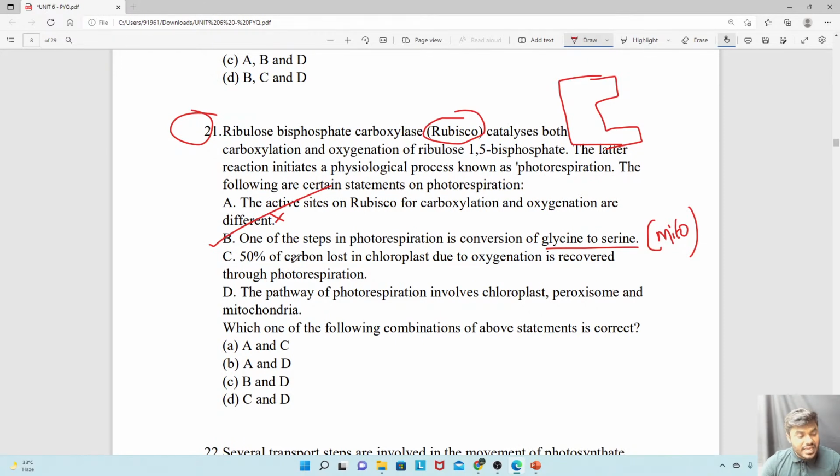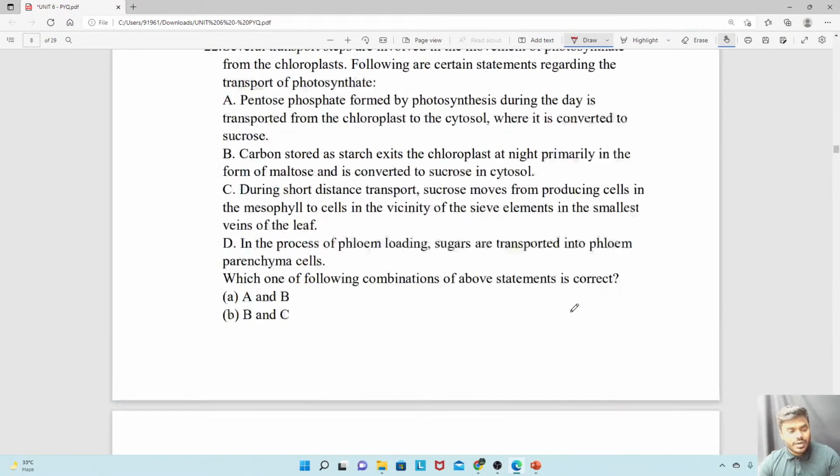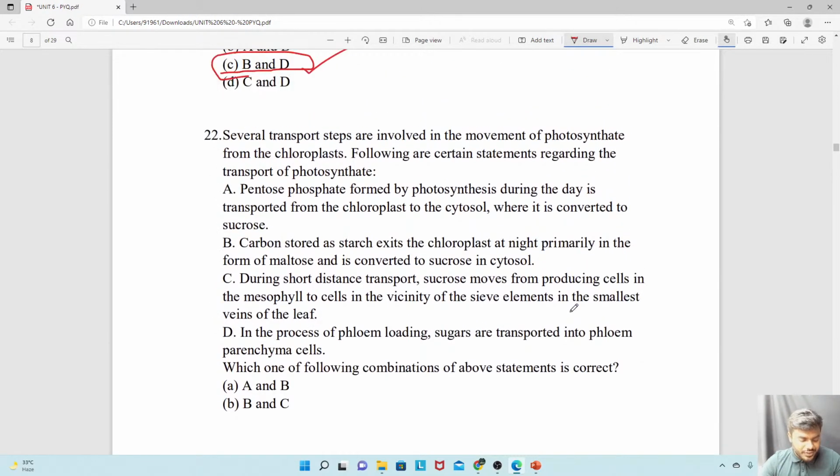Option C says that 50% of the carbon lost in the chloroplast due to oxygenation is recovered through photorespiration. No, the pathway of photorespiration involves chloroplast, peroxisome and mitochondria. So option B is correct, option D is correct. Hence the correct answer will be B and D. Very good, amazing, friends. Think and answer.